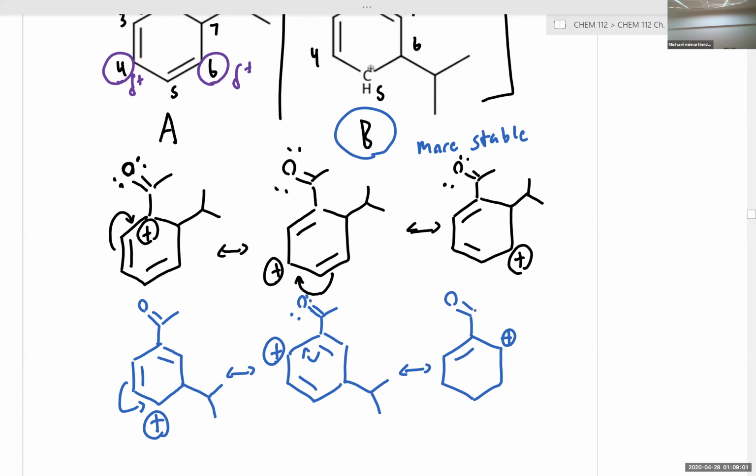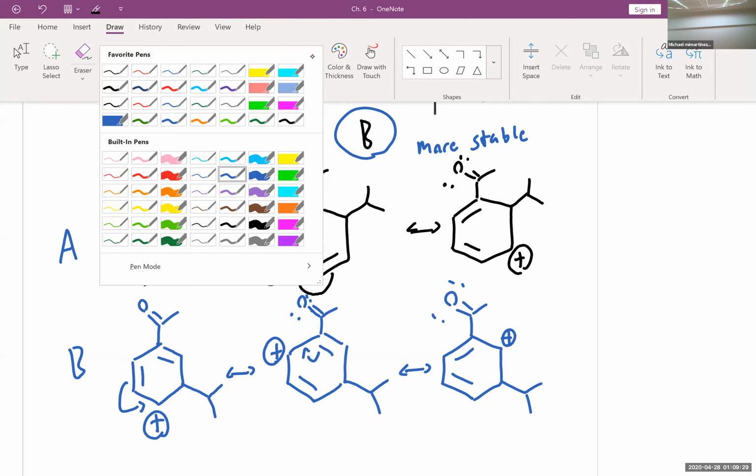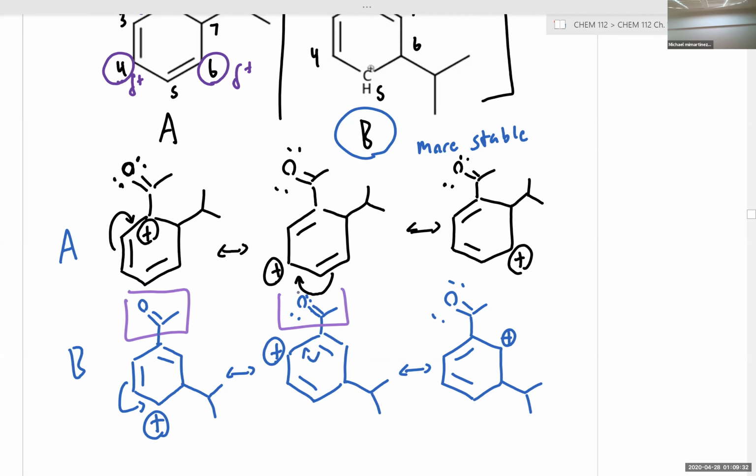So now that we have both of our pictures drawn for A and B, I'd like you to tell me, in structure B, which we said is more stable, do we ever have our carbocation directly adjacent to our electron withdrawing group, directly adjacent to our ketone? Do we ever see that? Yes or no? No. There we go.